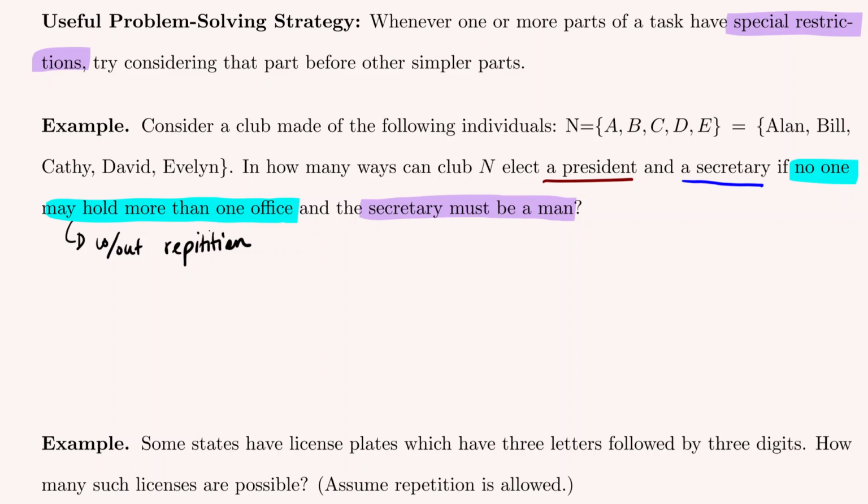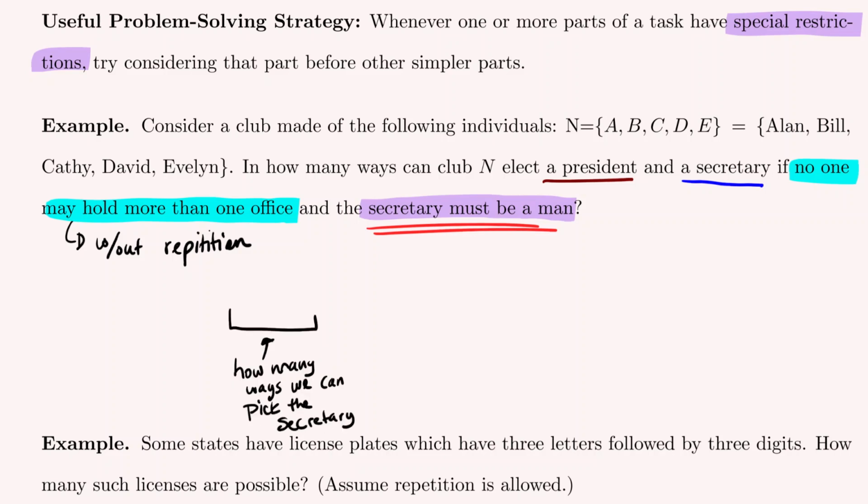Now, in particular, we've learned the idea that if some position has extra restrictions, we should deal with that first. So what that means for us is we should pick the secretary's position first because it has the additional restrictions. In order to help me visually focus on what's going on, I like to draw these little brackets, and that helps me focus. This is this decision, and I always label what I'm looking at. So this is how many ways we can pick the secretary.